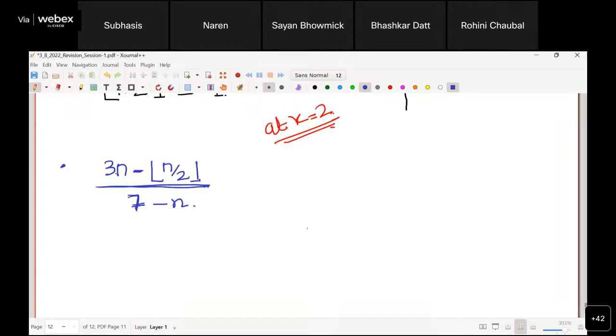Sir, how to approach this kind of question when we just try to find the limit of this sequence? Yeah. So as you can see, you just need to divide this into two parts, right?